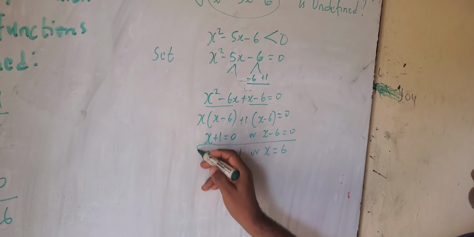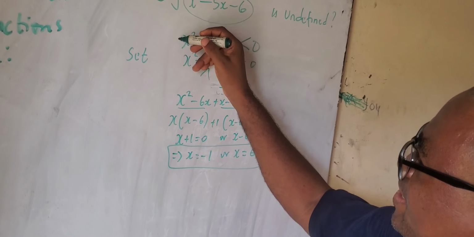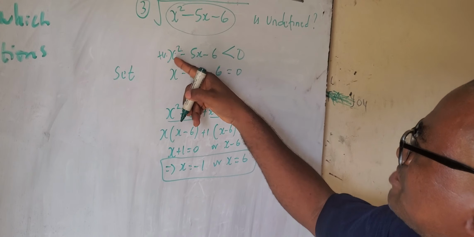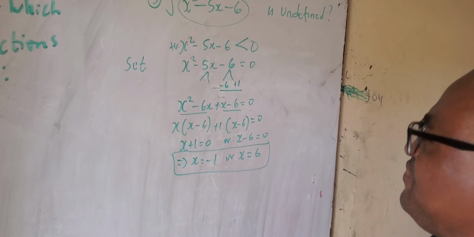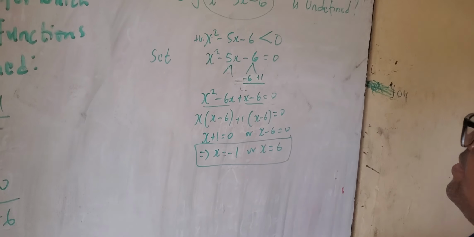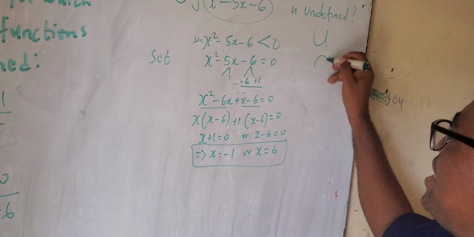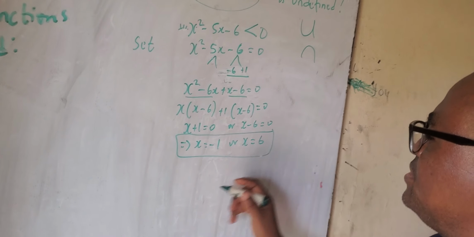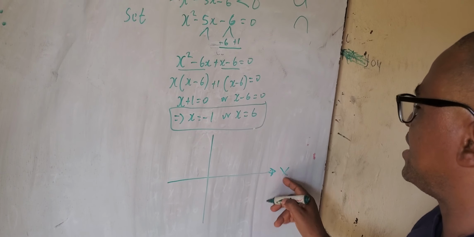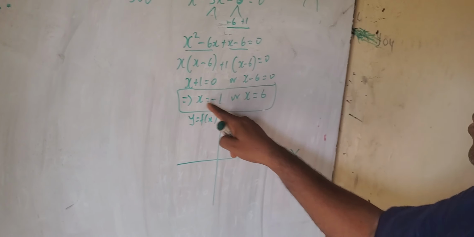Since we are dealing with inequality, we know that the coefficient of x squared here is positive. When the coefficient of the highest power of the variable in the quadratic equation is positive, then the graph will be U-shaped. If the coefficient here is negative, the graph will be N-shaped. So if you want to plot this graph now, the domain is on this horizontal axis, and the codomain, which is y, is on the vertical axis.